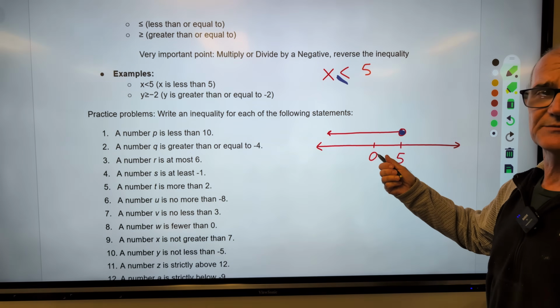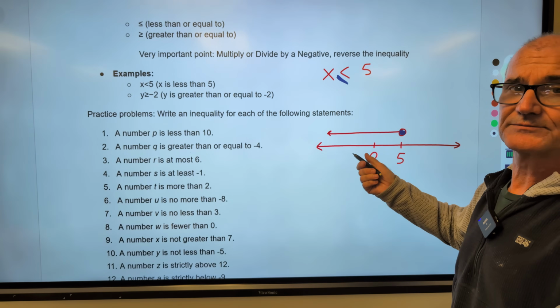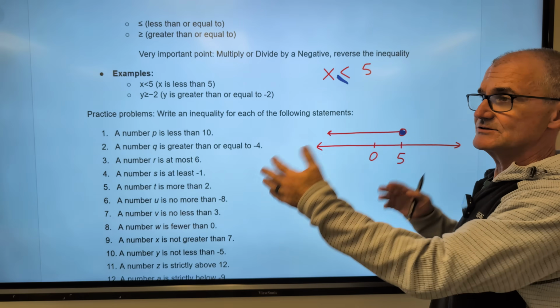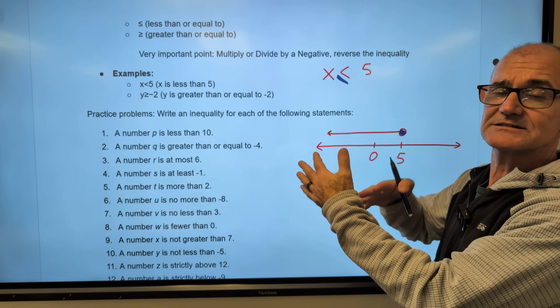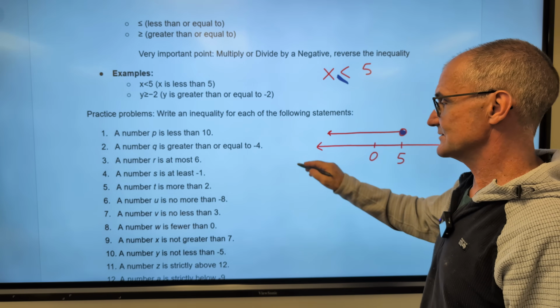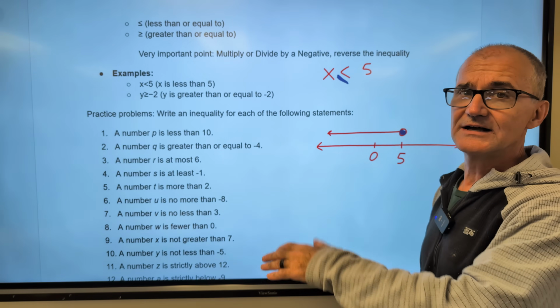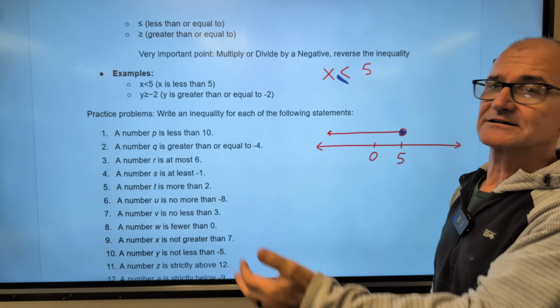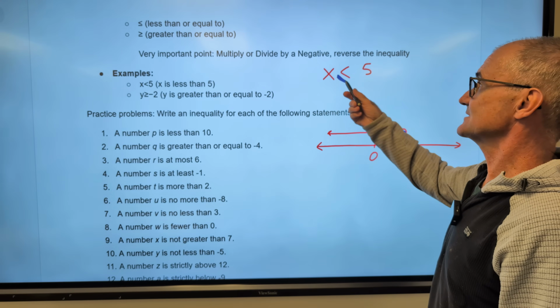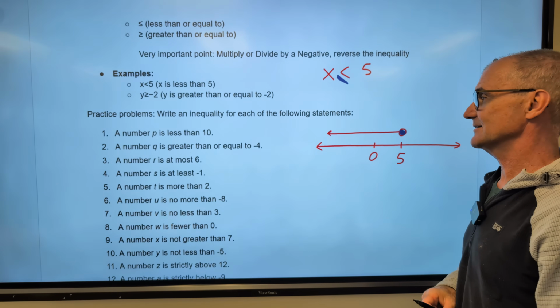That's true in one-dimensional space with only one variable. It's also true in two-dimensional space when you look at y and x on the Cartesian coordinates. If you have a solid line, it's inclusive. A dotted line means non-inclusive. So this equal sign is saying including 5.